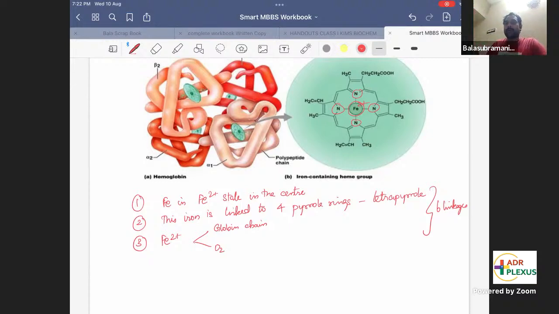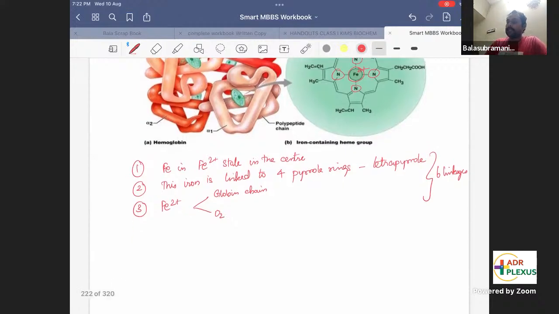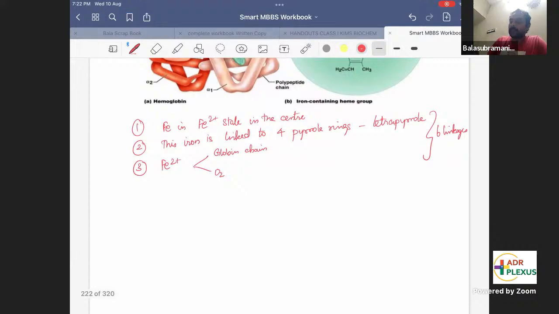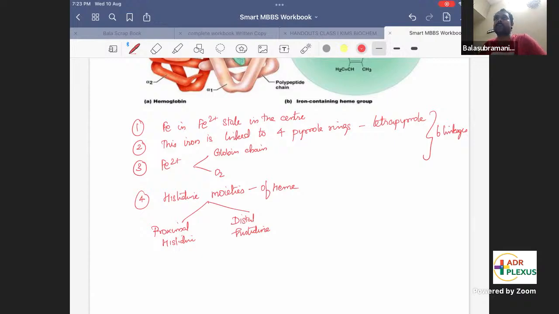Okay, good. So now what other thing happens here? There is another thing called the histidine moieties. Another favorite topic when it comes to MCQs. What are the histidine moieties? There are 2 histidine moieties. One is called the proximal histidine, and the other is called the distal histidine. These are the histidine moieties of heme.